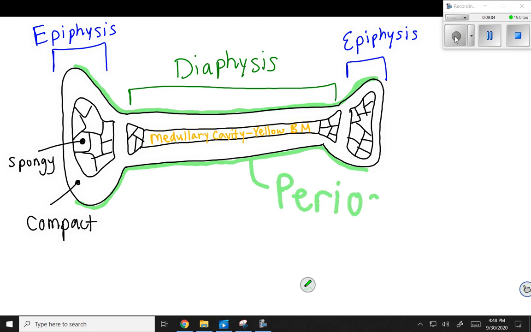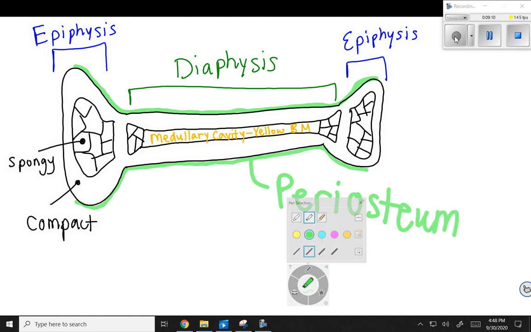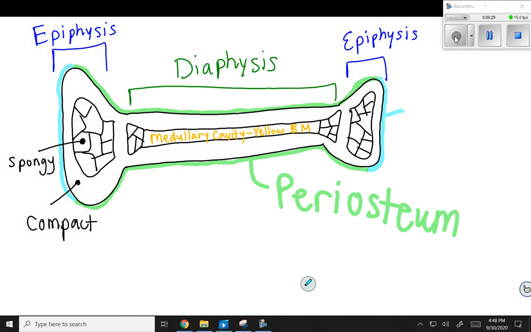And then if you noticed, I didn't draw it on the very end of the bones. And maybe you can tell me why. The tips of the bones don't have periosteum because they have cartilage. Remember that hyaline cartilage that's on the end of the bones and helps the bones form joints and move? So that's our articular, which means joint, articular cartilage.